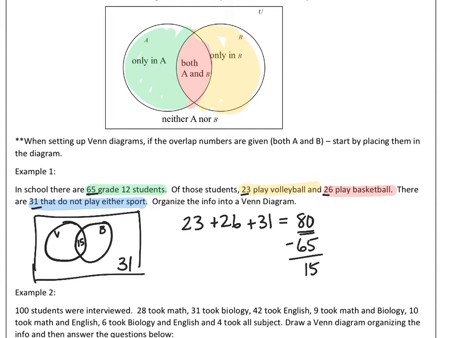Now remember that this whole circle is volleyball, right? And I have 23 who play volleyball. Well, 15 of them are already accounted for. That means I have 8 more out here that are in the only volleyball section. And for basketball, I have 26 people. Well, 15 of them are already in there. So I need 11 more who play only basketball. Now to do a double check, if you take 8 plus 15 plus 11 plus 31, you will see that I get my 65 grade 12 students.